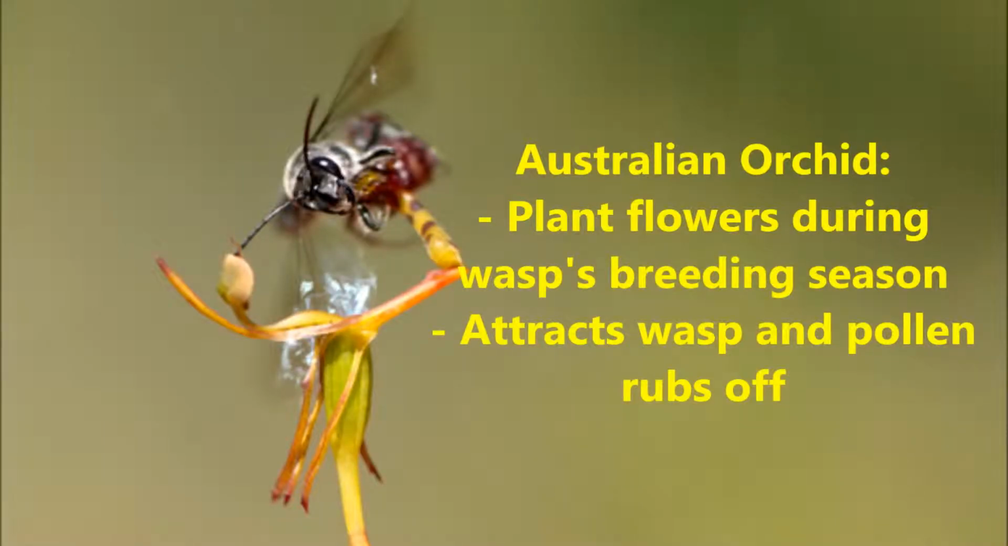And the Australian orchid is pollinated by the wasp. The plant flowers during the wasp breeding season and lets off a scent similar to a female wasp. This attracts the wasp and pollen rubs off.